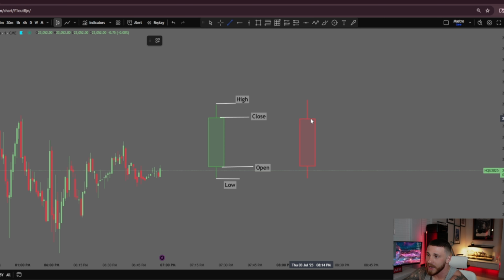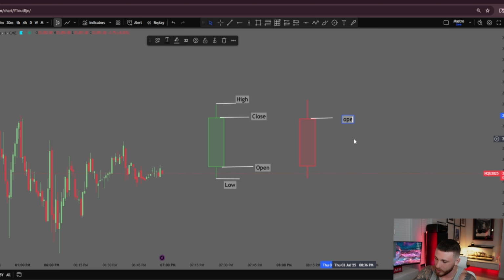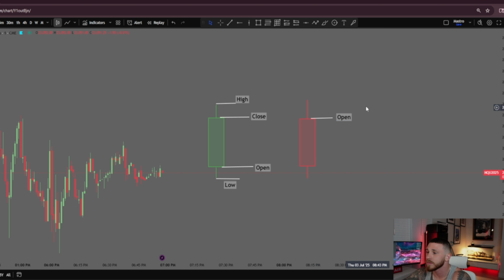So to go over that again, on a bearish candle, right? But on a bearish candle, this would be your open. This would be your open. It's pretty simple. This will be your close.